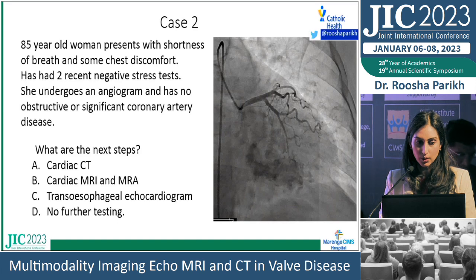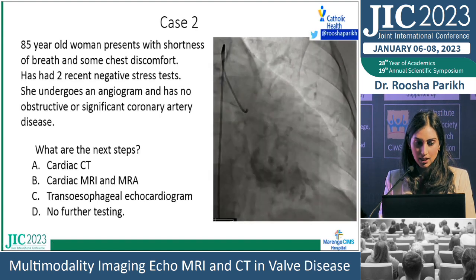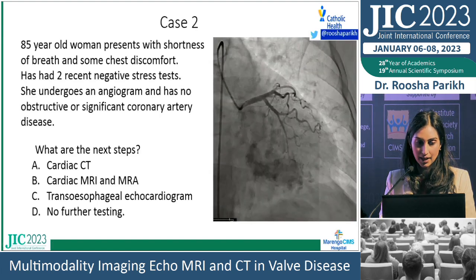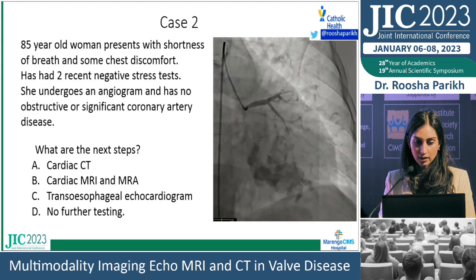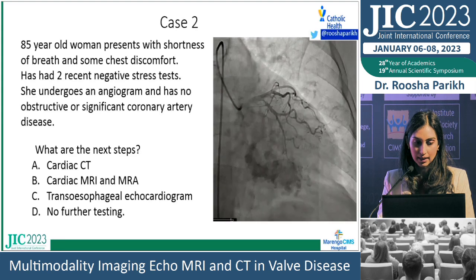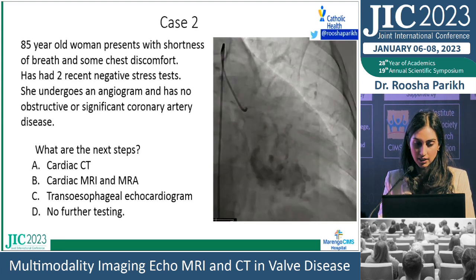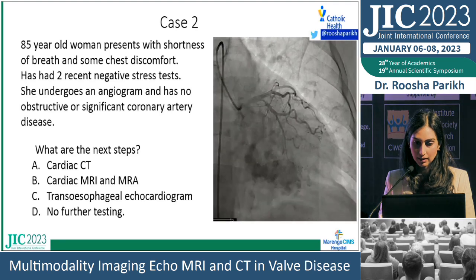So case 2, an 85-year-old woman presents with shortness of breath and some chest discomfort. She had 2 recent negative stress tests. She undergoes an angiogram and has no obstructive or significant coronary artery disease. What are the next steps for this patient? Cardiac CT, cardiac MRA and MRI, transesophageal echocardiogram, or no further testing.